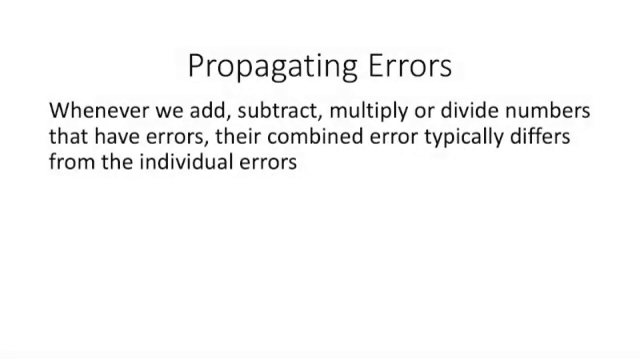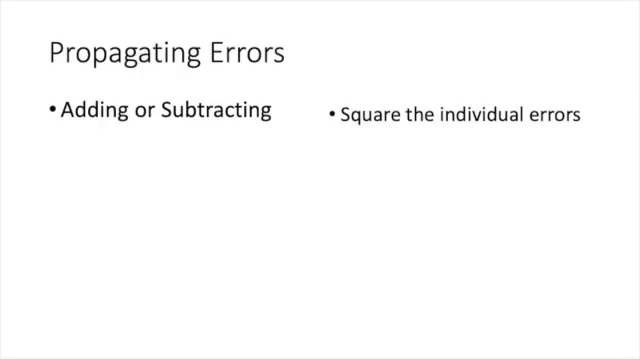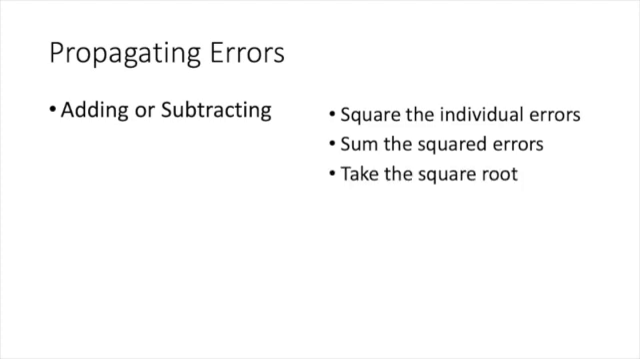Whenever we make arithmetical operations on measurements that have errors, the error on the result typically differs quite a bit from the errors that we started with. For the following examples, we'll ignore complicating factors like covariance between the variables being measured. When we add or subtract measurements, we start by simply squaring the individual errors. Then we add these squared errors up and take the square root of the result.